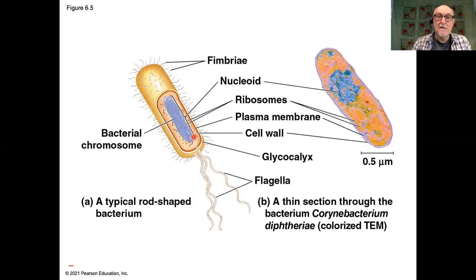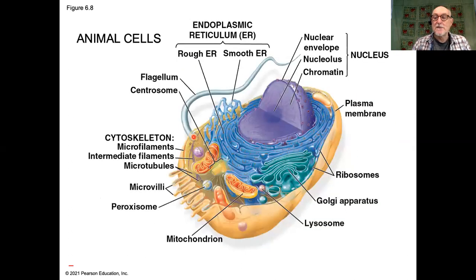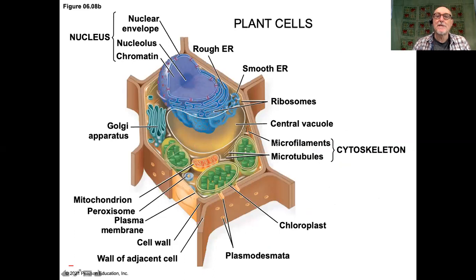So what the cell wall is doing, when we say that it protects the cell, it protects it physically as a barrier, but it protects it from bursting because of the flow of water into the cell.